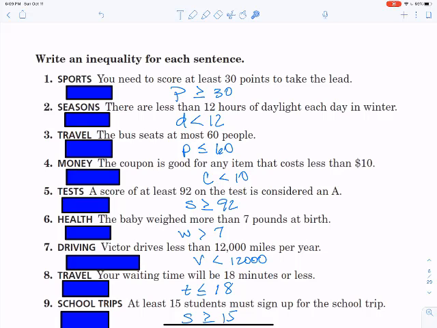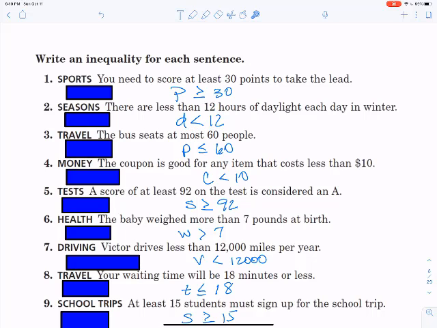Okay, number 2. There are less than 12 hours of daylight each day in winter. So I chose the variable D, and it says less than 12. So that number has to be smaller than 12. It can't be equal to 12. It's got to be smaller than 12. So it says there are less than 12 hours, so D is less than 12.